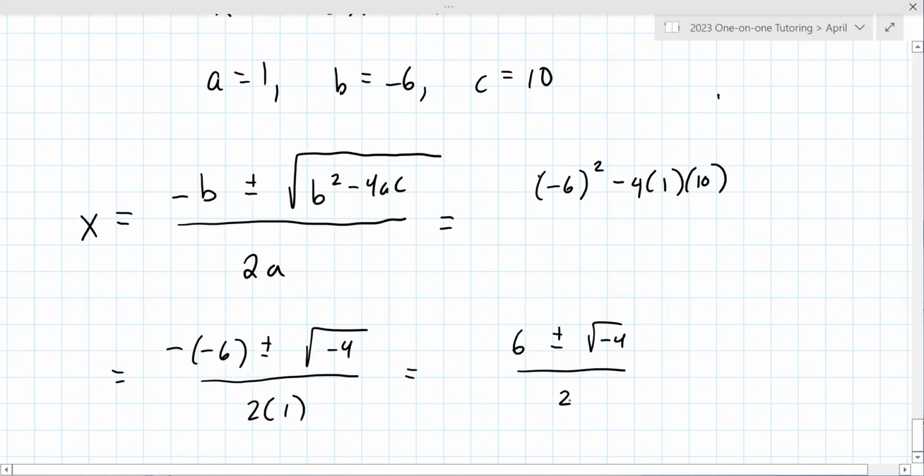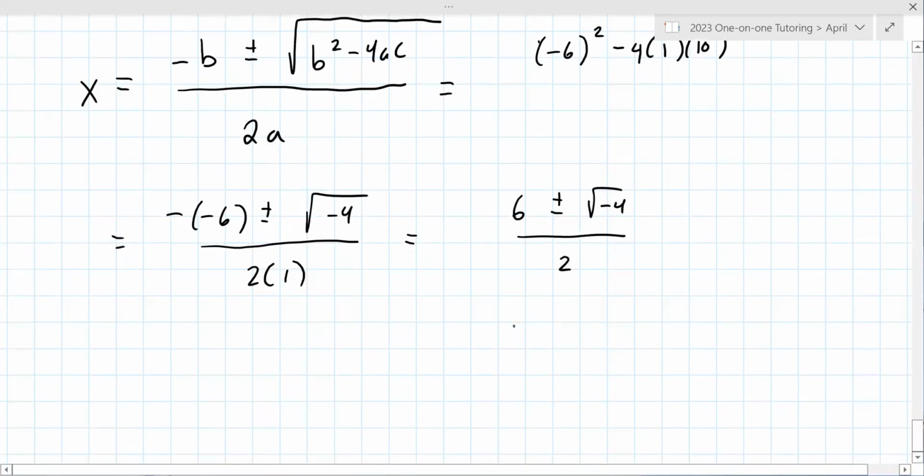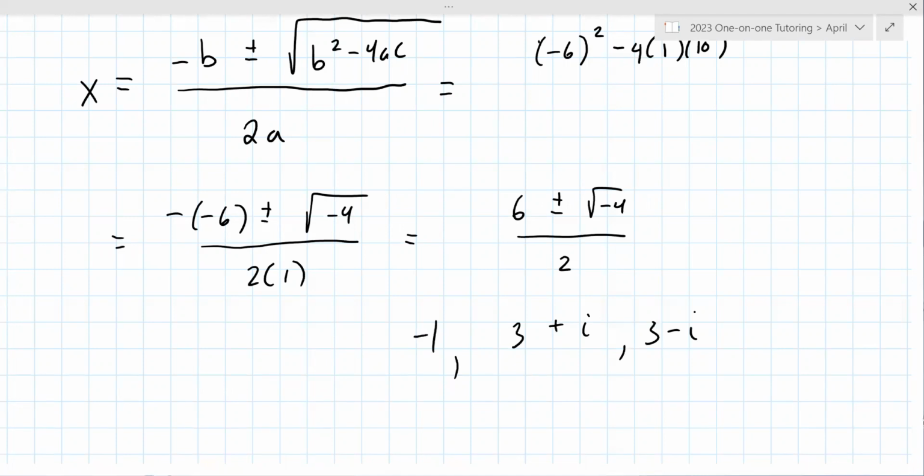I got a lot of that, like the last one. Could you take it from here? If you need to, maybe look back at your notes from the previous one. So is it 3 plus I and 3 minus I? Yes. And then the other one was -1. There's your four roots. Awesome.